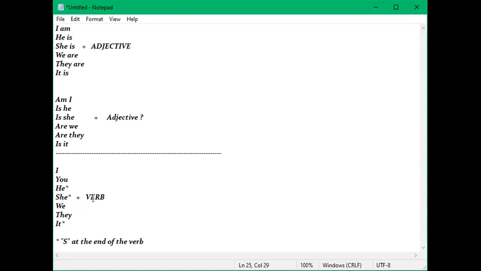Okay, look. Now, what is the difference between I and I am? No auxiliary. So listen, I am, he is, she is, we are, they are, it is. Am, is, are, son auxiliaries. When we have an auxiliary, we use an adjective. When there's no auxiliary, we use a verb.